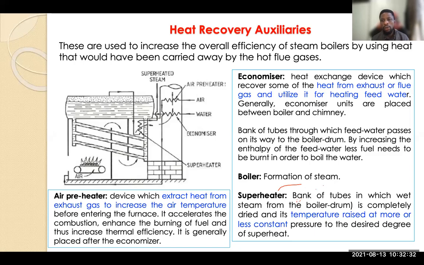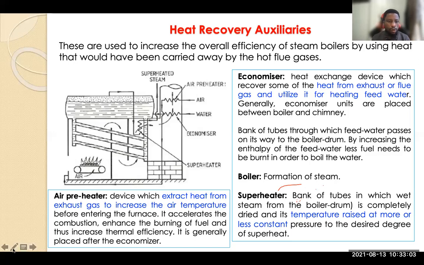Your separating calorimeter dries. It removes water. It removes wetness from the steam. So a superheater will be useful here as well. A separator will be useful here in connection to the superheater just to remove the wetness. And then we've talked about the air preheater.